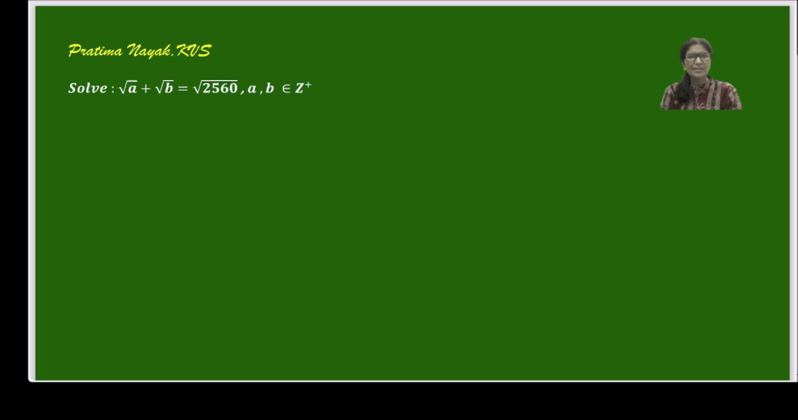Today I am sharing another interesting question from Algebra. Solve: square root of a plus square root of b is equal to square root of 2560. You have to find the values of a and b, where both are positive integers.